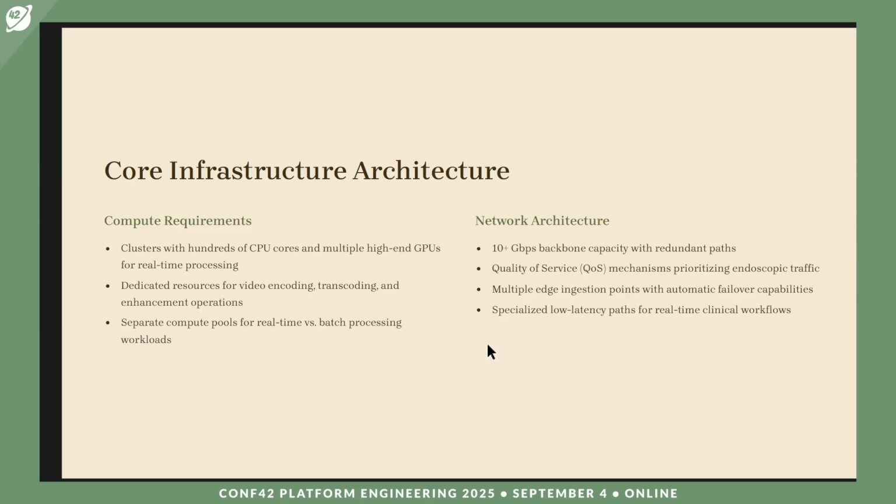What is the network architecture? 10 gigabits per second backbone capacity, quality of service mechanisms prioritizing endoscopic traffic, multiple edge ingestion points with automatic failover capability, and specialized low latency paths for real-time clinical workflows.